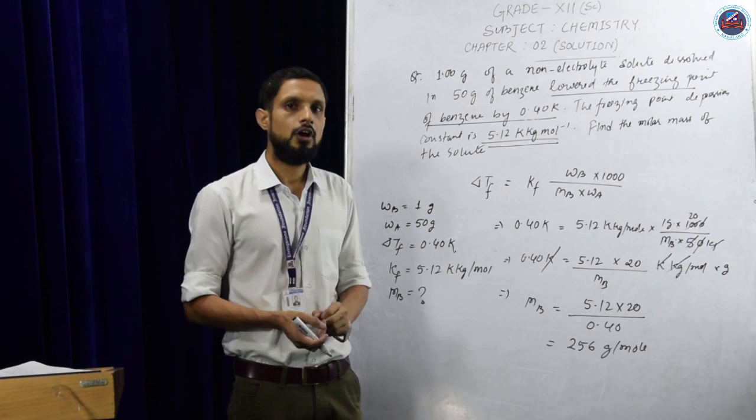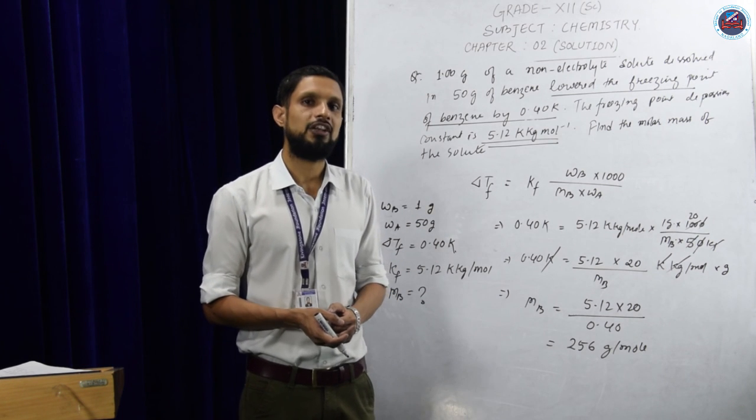So the molar mass of the solute is 256 gram per mole. So in the next video, we'll study the last colligative property, that is osmotic pressure.